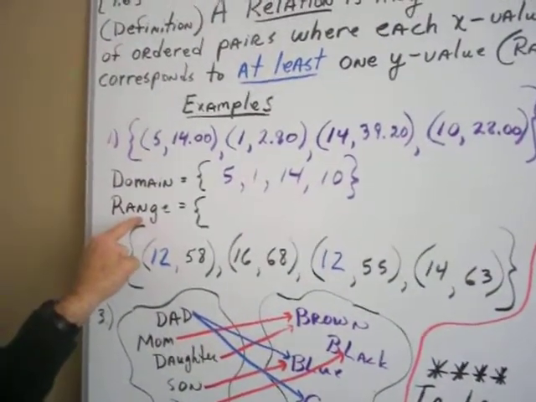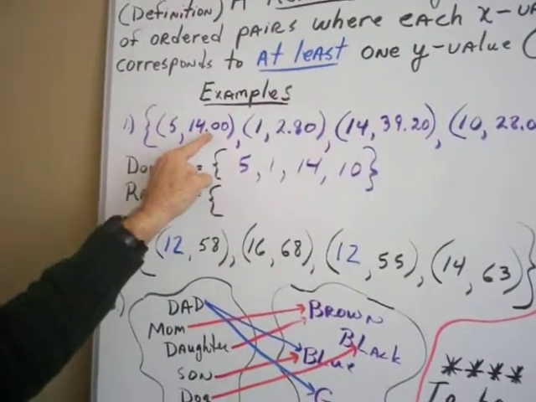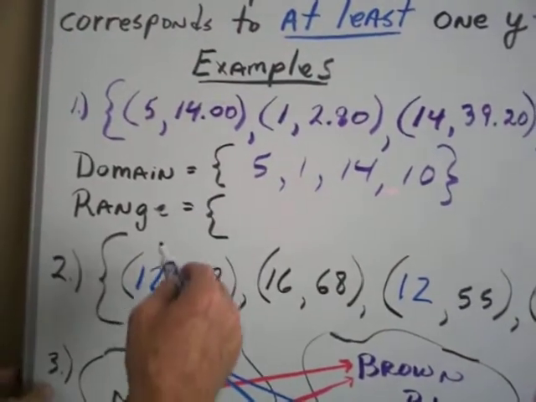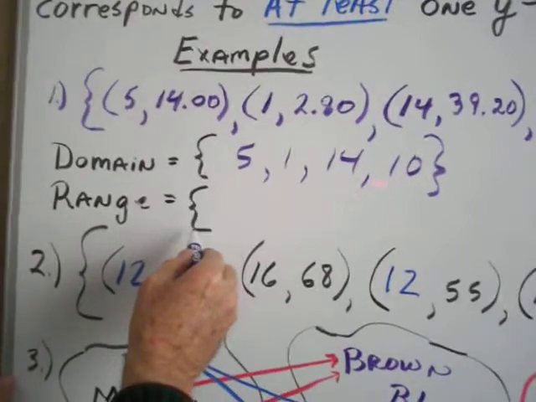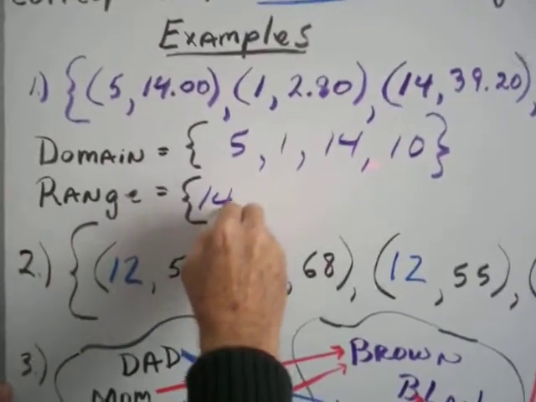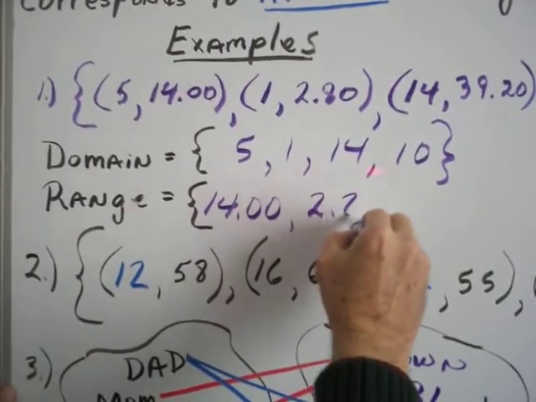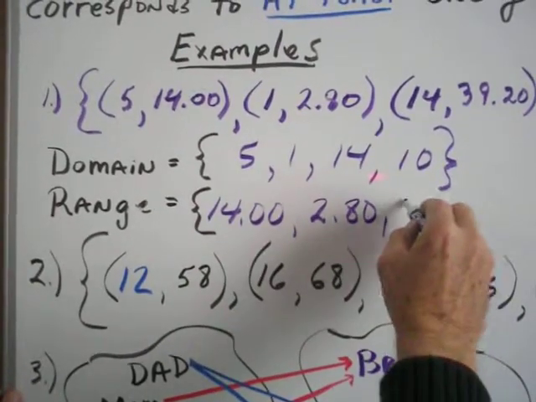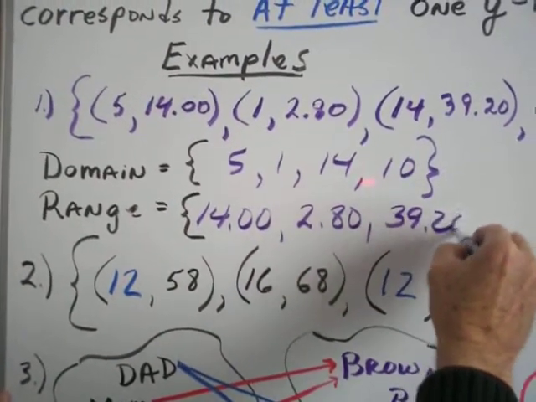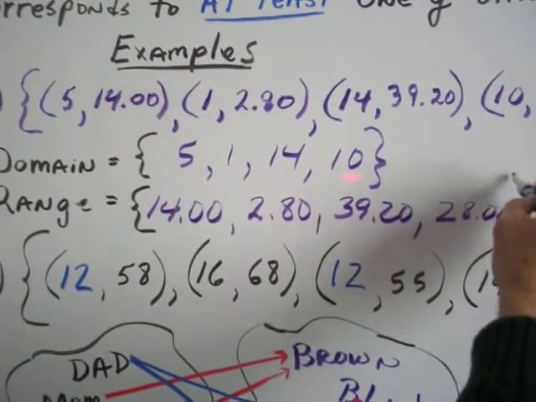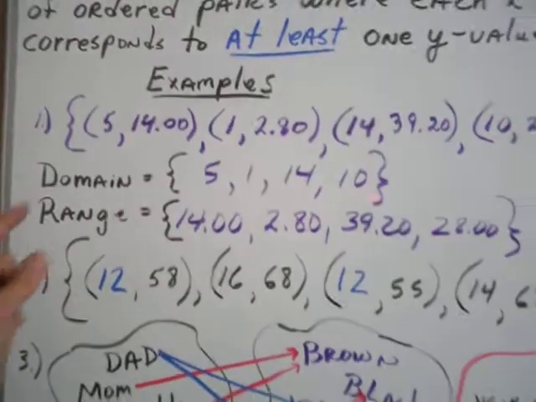The range is the entire set of y values of the relation. So the range would be the set whose members are $14, comma, $2.80, comma, $39.20, comma, $28, close it off with a brace, it is done.